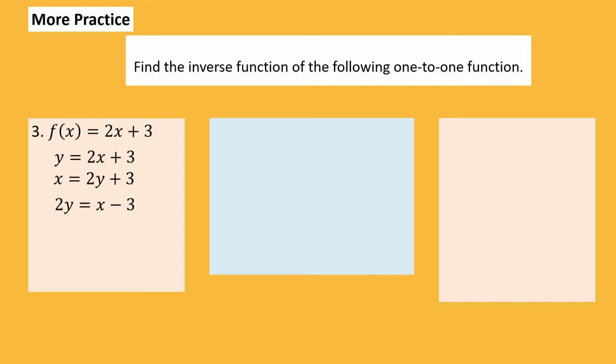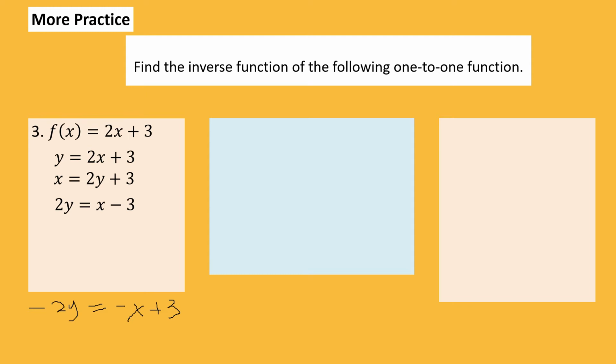Parang ganito siya. Magiging negative 2y is equal to negative x plus 3.